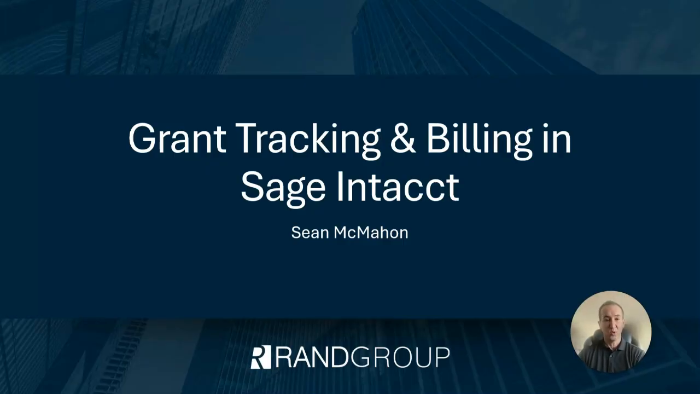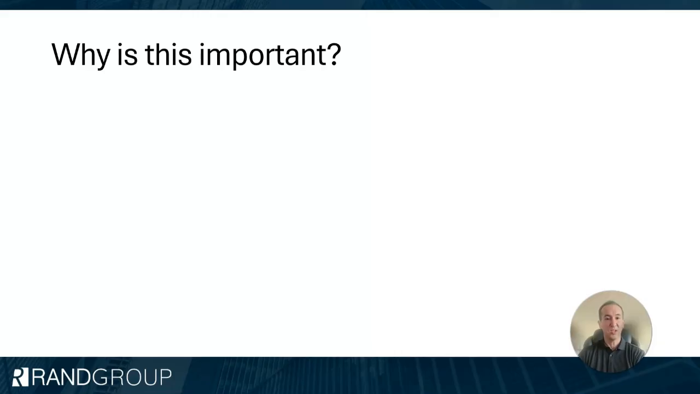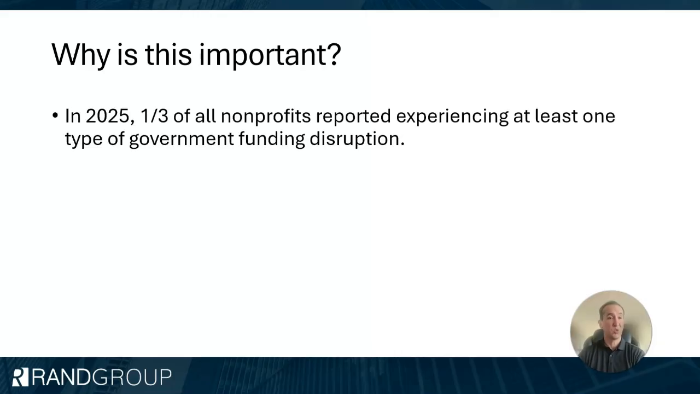So, why is this important? Well, we did a little research and we found that in 2025, a third of all nonprofits reported experiencing at least one type of government funding disruption. And like we talked about before, those are really the lifeblood of your mission, and that can be super critical. There are a lot of different reasons why that government funding might be disrupted, but at the end of the day, you don't want to put yourself in a position where you're doing anything that could potentially disrupt the flow of that income that allows you to do what you need to do.